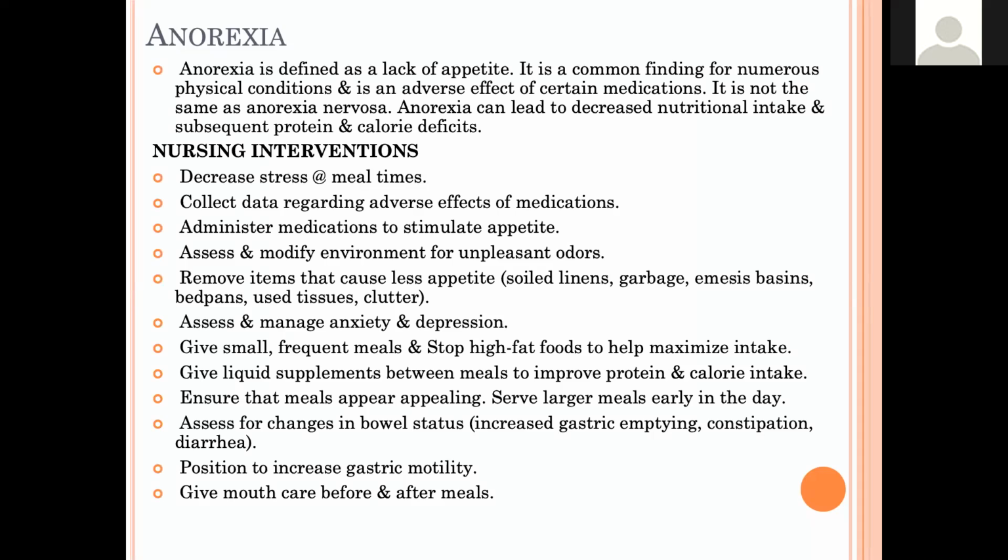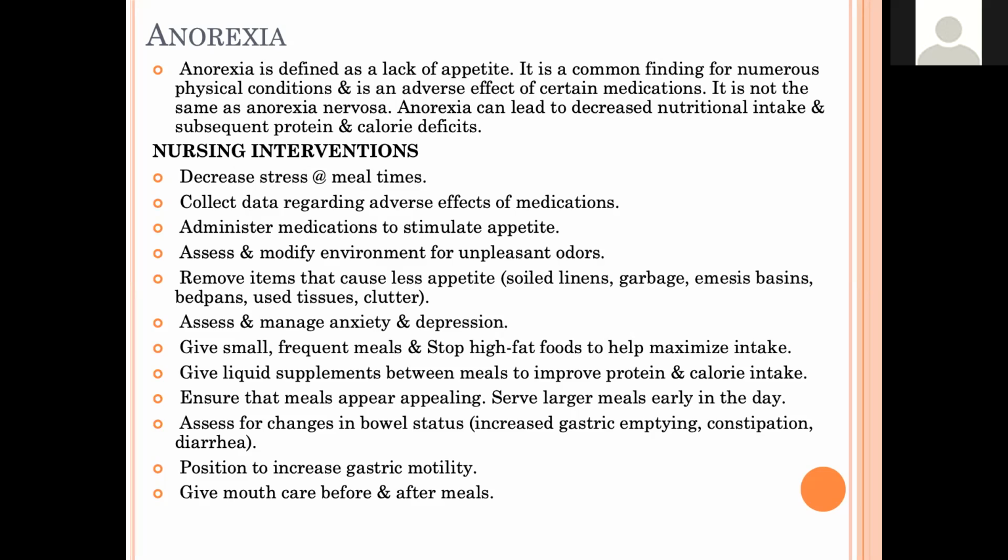So how do we deal with this? You want to decrease stress at mealtime, collect data about adverse effects of medication so that we know what to change, what to add as far as meds go. Give medications to stimulate the appetite. There's a variety of those. Modify the environment for unpleasant odors, unpleasant lighting, unpleasant atmosphere. Okay, you want to make everything as appetizing as possible. Remove items that cause loss of appetite. This could be any of a number of things.